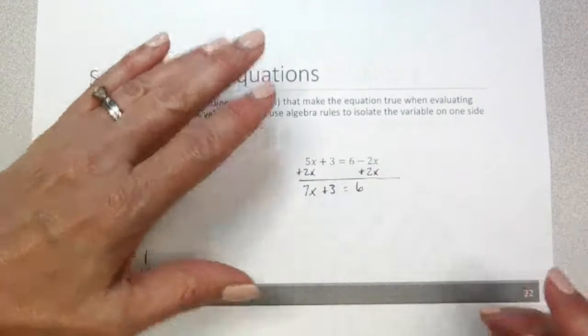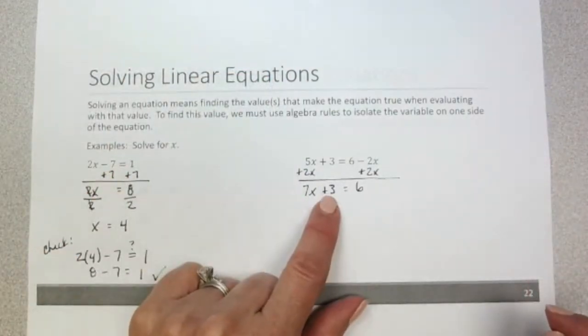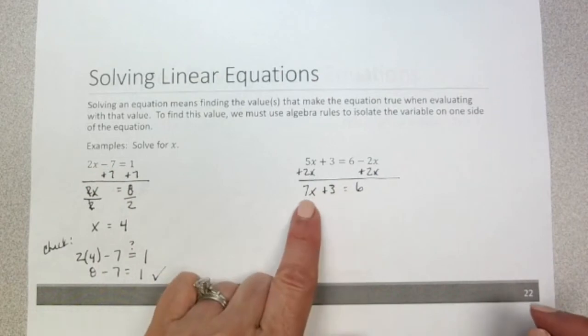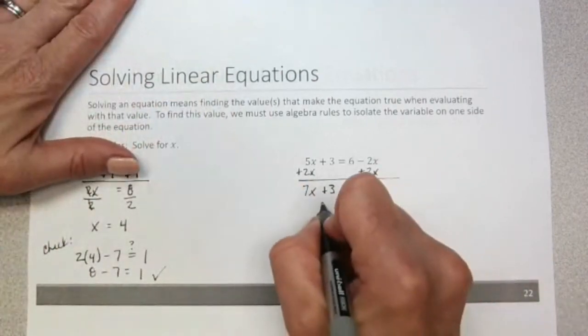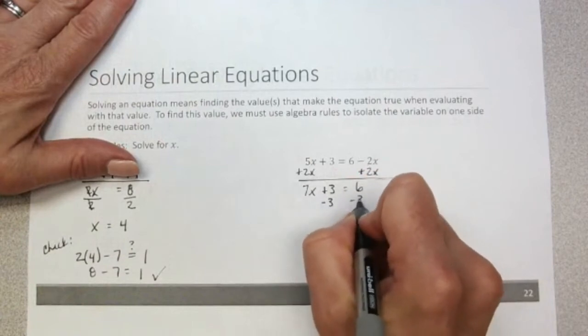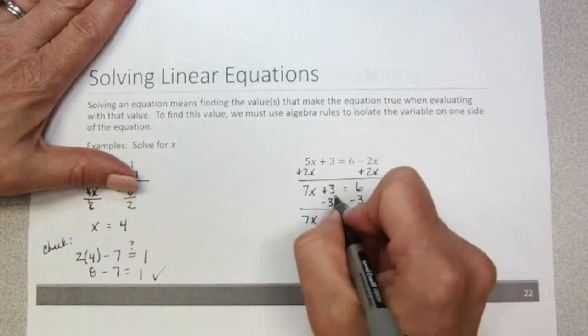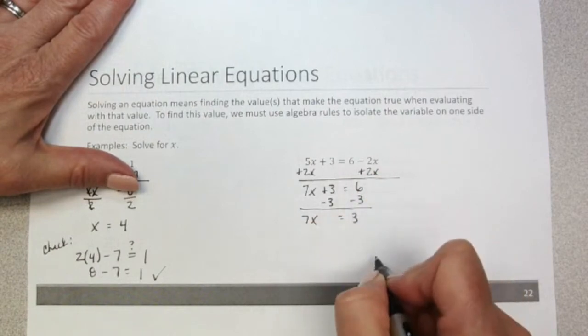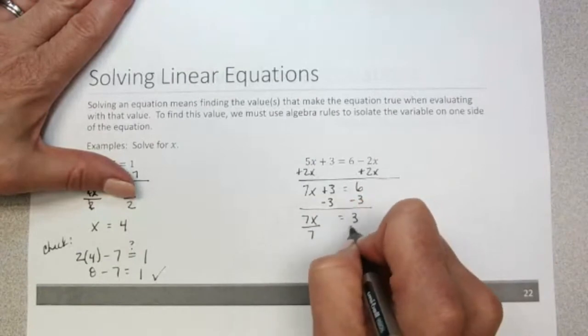Now this equation looks very much like the previous equation. We need to get the 3 moved over to the other side so that we have the term with x in it all by itself. So we will subtract 3 from both sides. And 7x is equal to 6 minus 3, or 3. And finally, we'll want to divide both sides by 7.